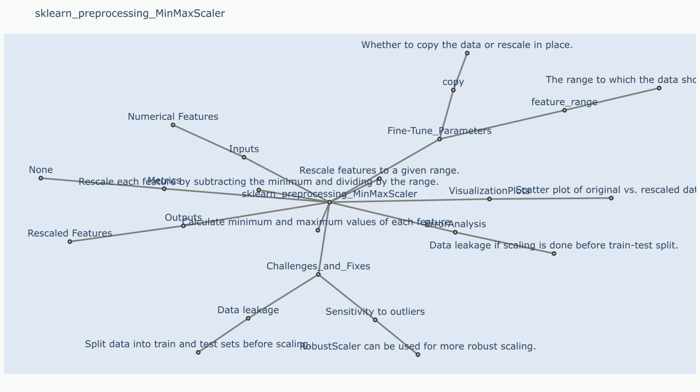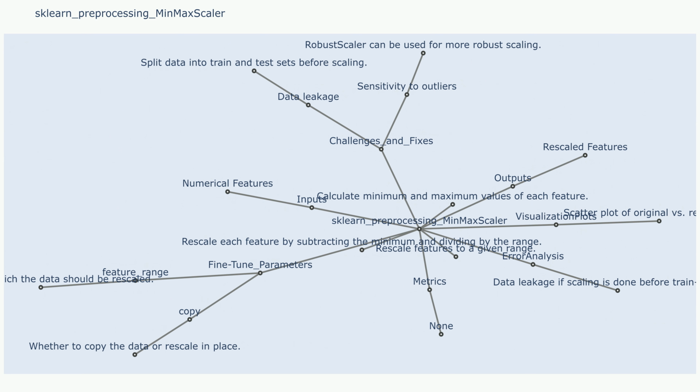Visualization plot 2. Explain in detail. Scatter plots can be used to compare the relationships between pairs of features before and after scaling. This can help visualize how scaling might have affected the correlations between features.